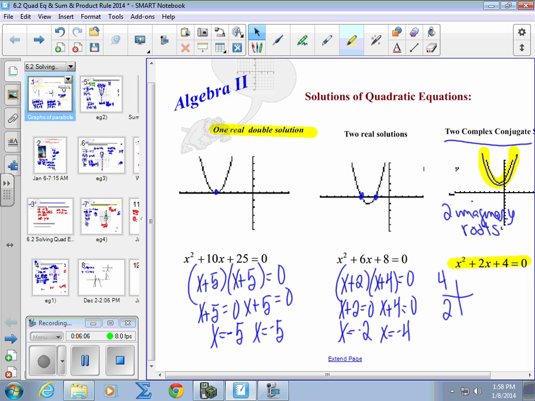In the first graph, where it sits on the x-axis, it has 1 real double root. When it crosses the x-axis and intersects in 2 places, it has 2 real roots. Those roots can be rational numbers or irrational numbers. And then lastly, it never intersects the x-axis, so it doesn't have any real roots. It only has 2 complex conjugate or 2 imaginary roots.